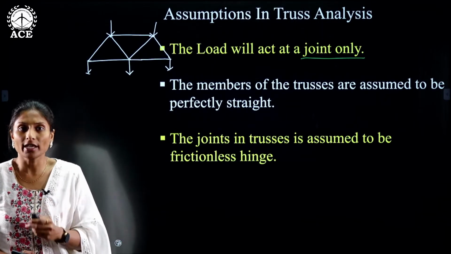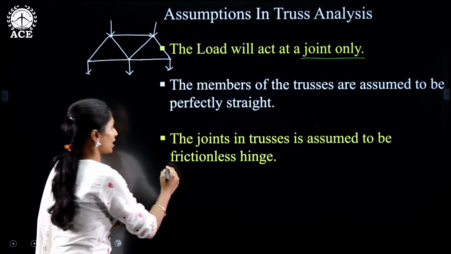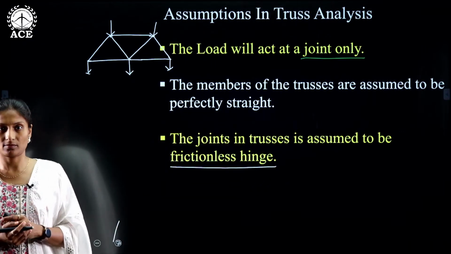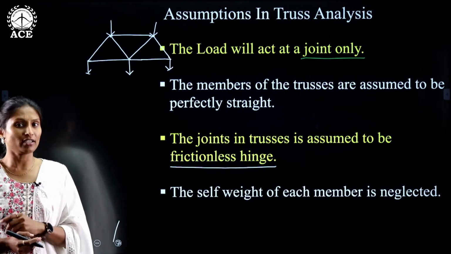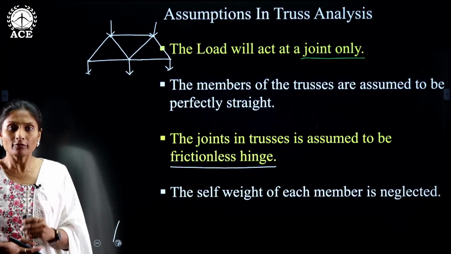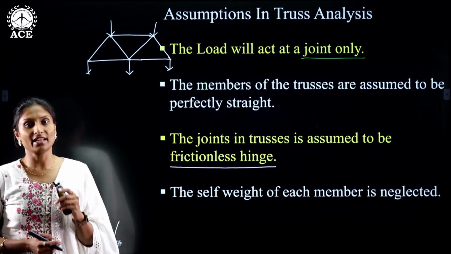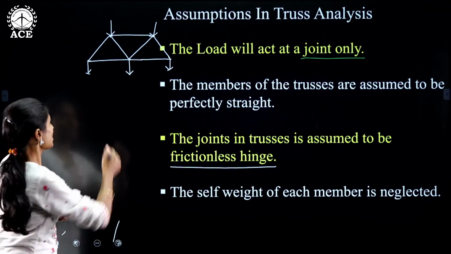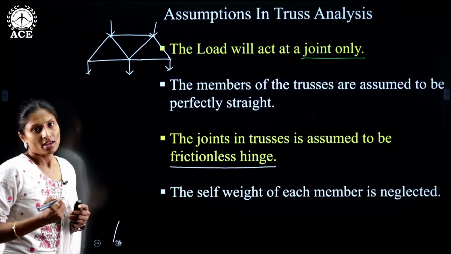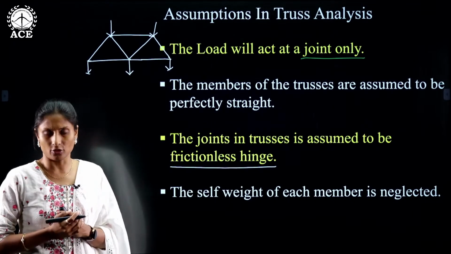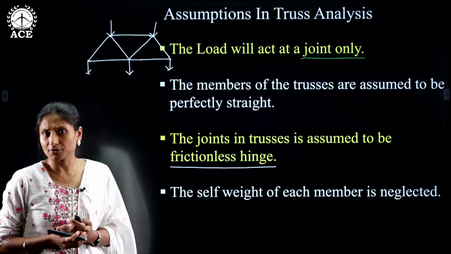Assumption: the joints in the trusses are assumed to be frictionless hinges. Coming to the final assumption, self-weight of the truss members is neglected. Why? Because any component of the truss will be made of a material, and the material will have some weight.